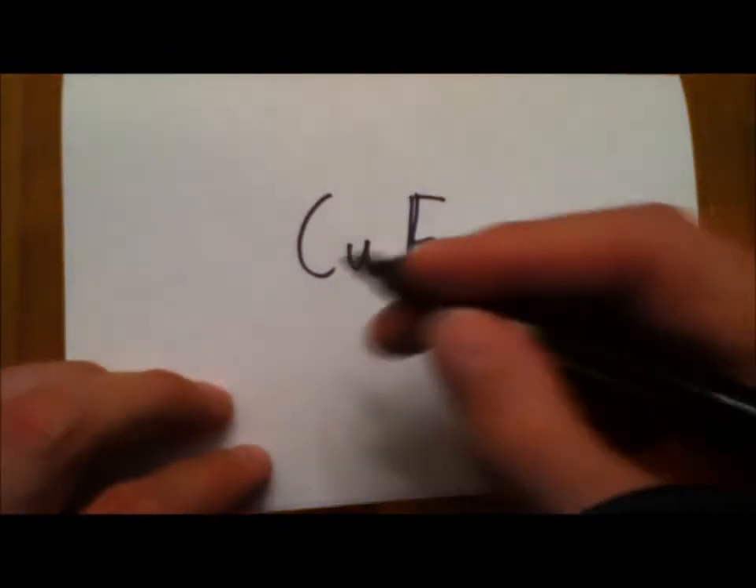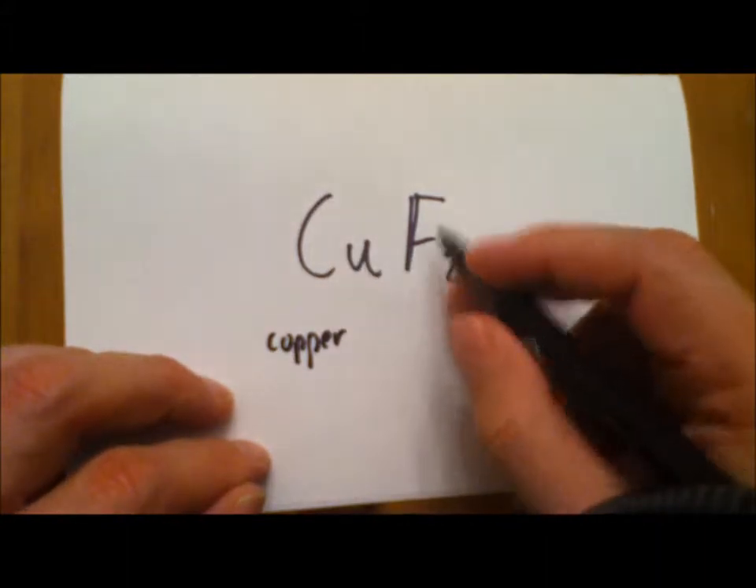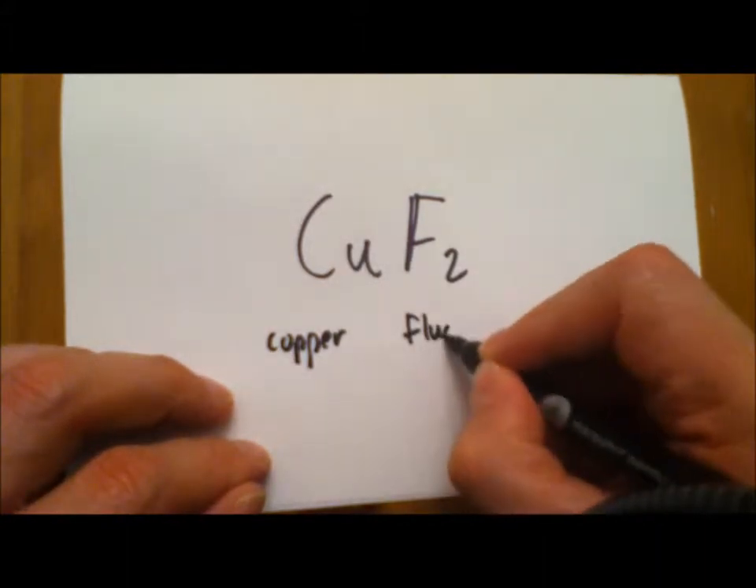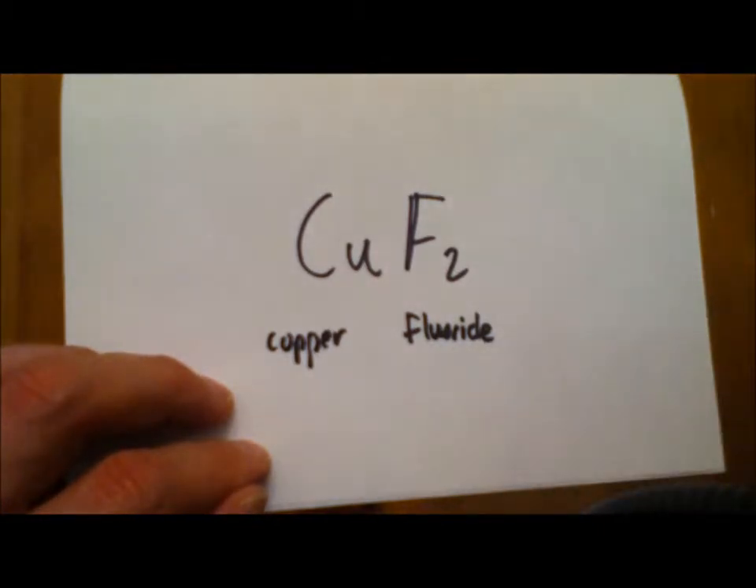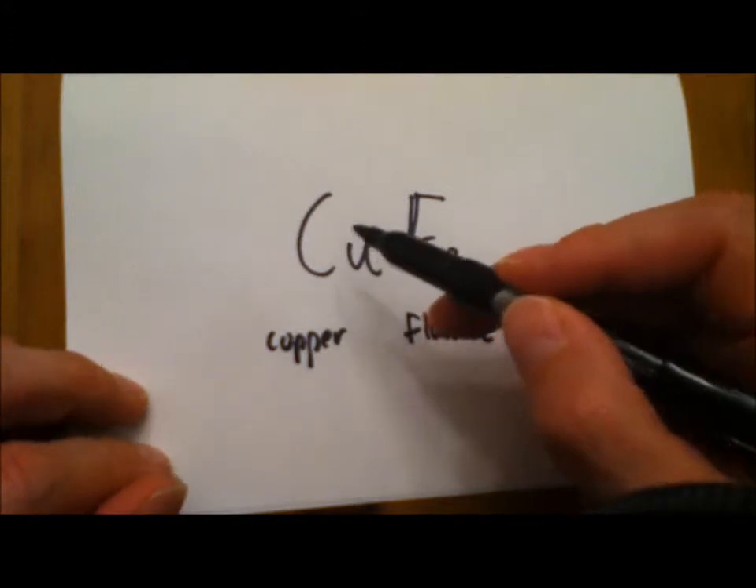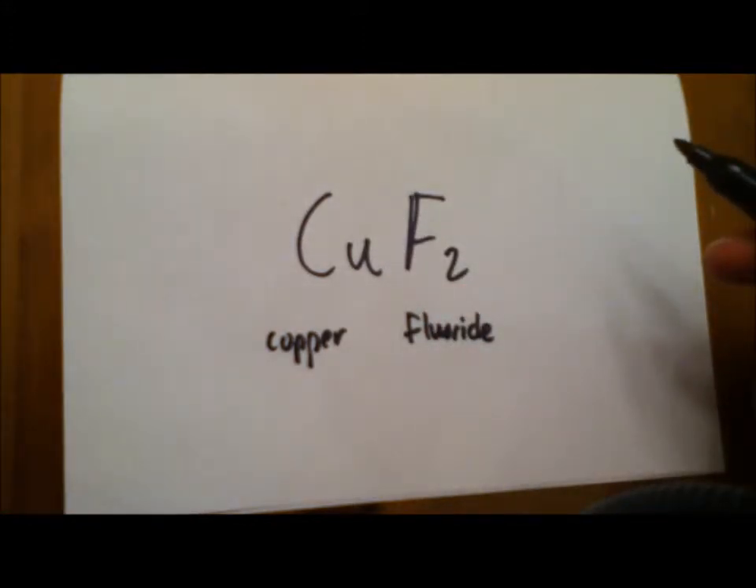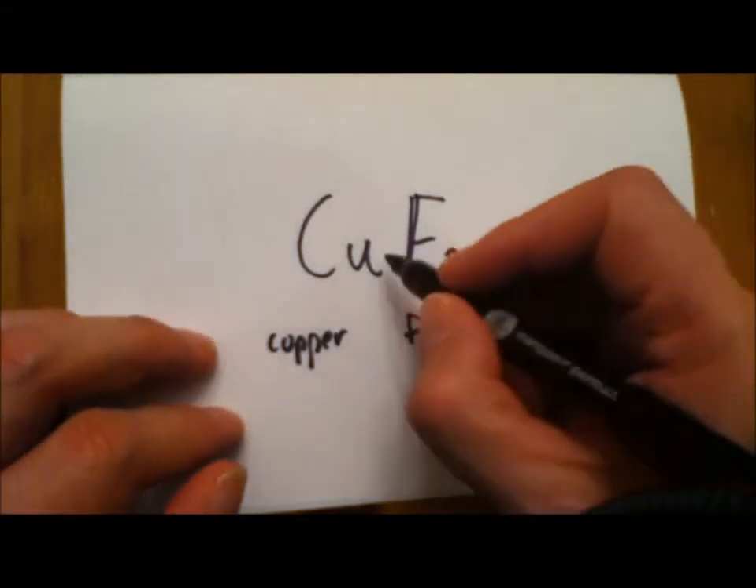So the first thing you want to do is write down the name of the metal, copper, and the non-metal, which is fluoride. Make sure you're ending in an IDE. And then you're supposed to check, because the metal gets multiple charges, whether or not we've got the correct charges here. So you're supposed to reverse the crisscross, which I'll show you here.